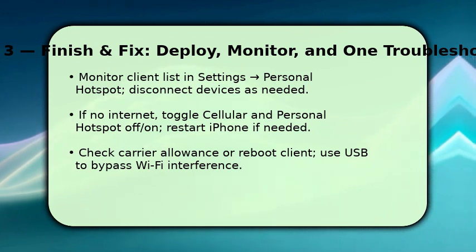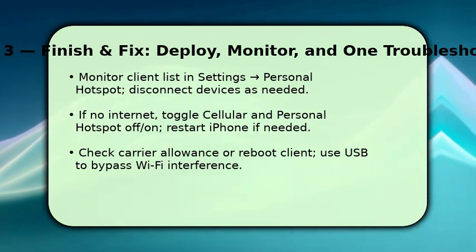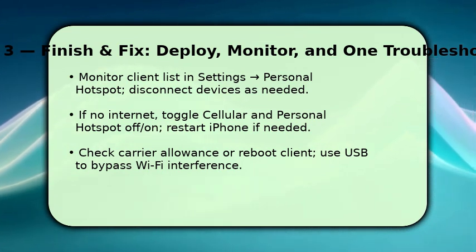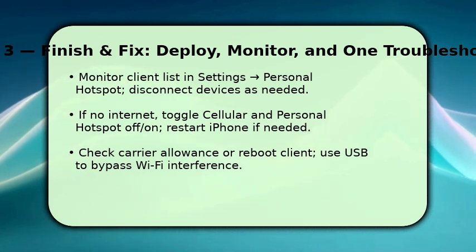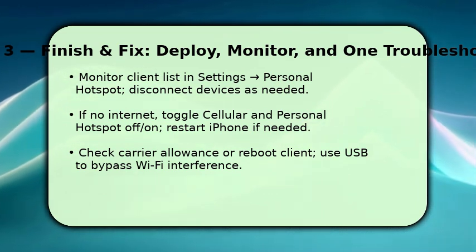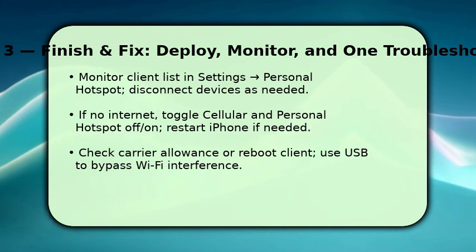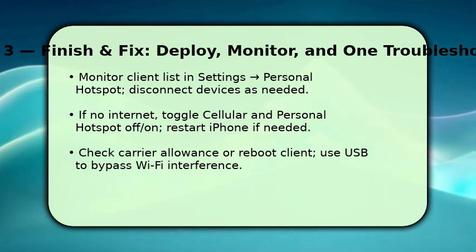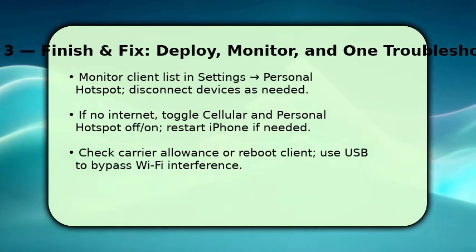If a device can't get online, toggle cellular and Personal Hotspot off, then on again. Often that resolves network handshakes. Make sure your carrier permits tethering, some plans restrict it, or restart both devices if problems persist. As a quick fix for interference, connect via USB. It bypasses Wi-Fi issues and gives a stable link.